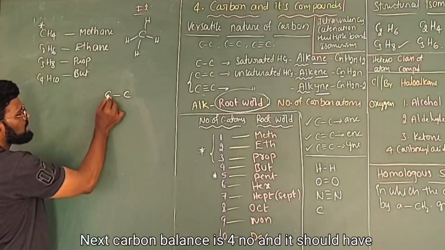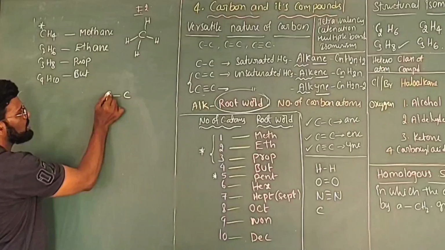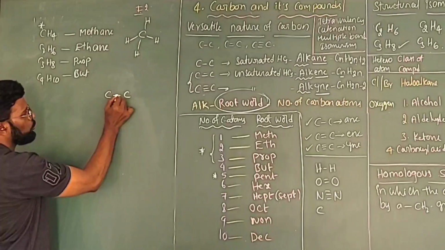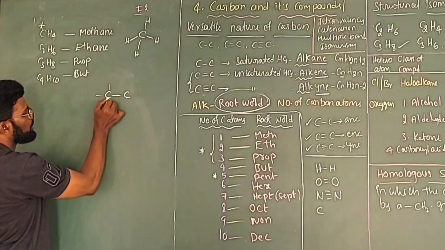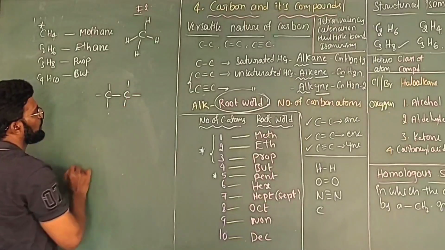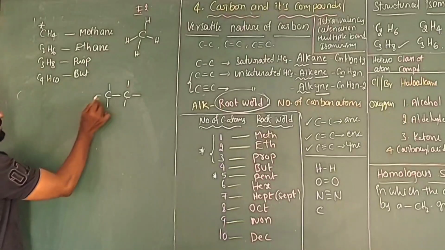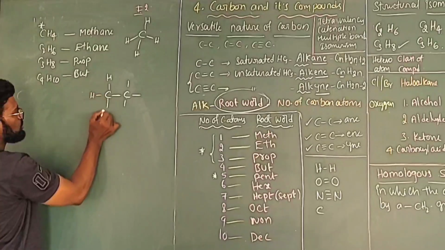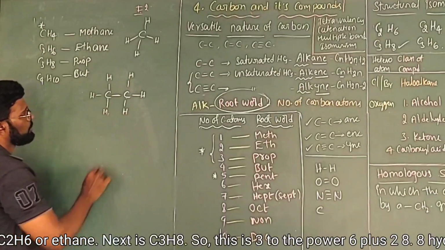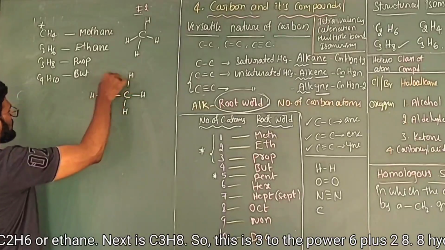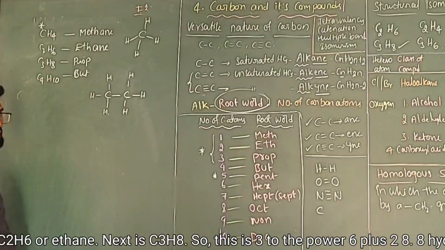Next, carbon valence is 4, no? Each carbon should have 3 bonds, because already 1 bond is there between the 2 carbon atoms. The remaining 3 bonds I am representing here, 1, 2, 3. Here a total of 6 hydrogens are there. 3 hydrogens are at the first carbon and the remaining 3 hydrogens are at the second carbon. So this is the molecular structure of C2H6 or ethane.